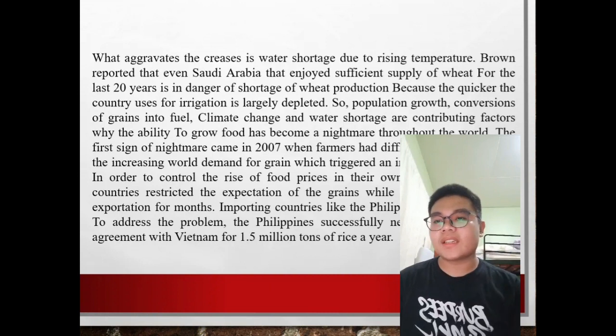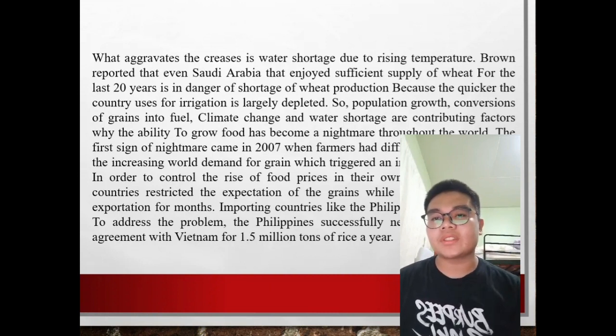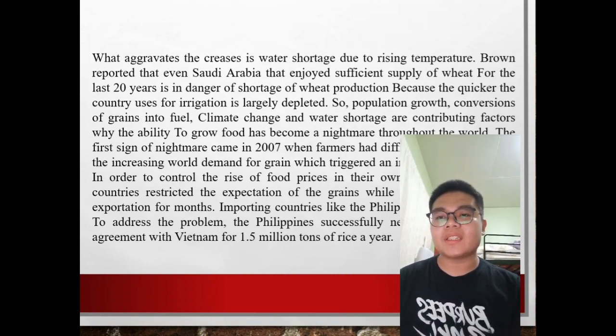What aggravates the crisis is water shortage due to rising temperature. Brown reported that even Saudi Arabia, which enjoyed sufficient supplies of wheat for the last 20 years, is in danger of a shortage of wheat production because the water the country used for irrigation is largely depleted. So, population growth, conversion of grains into fuel, climate change, and water shortage are contributing factors why the ability to grow food has become a nightmare throughout the world.